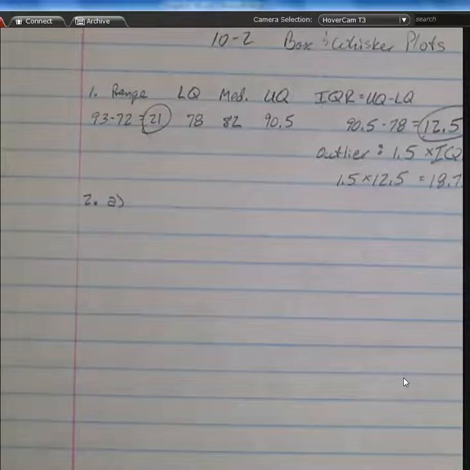Number 2 then on page 596. They've broken it up more specifically for you. It's exactly the same thing that we did. The first question is, what's the range? So we're looking on our table. How do I find the range of the data?